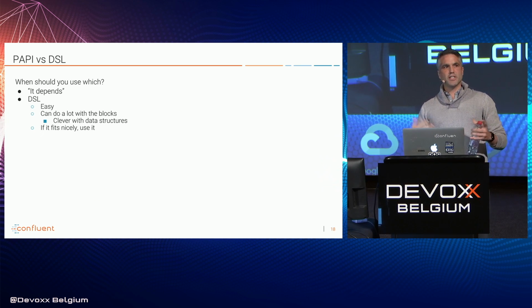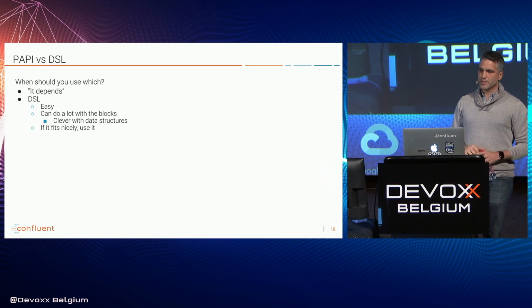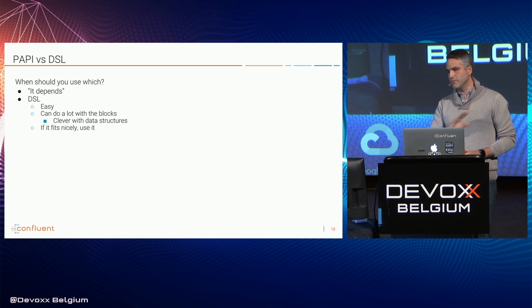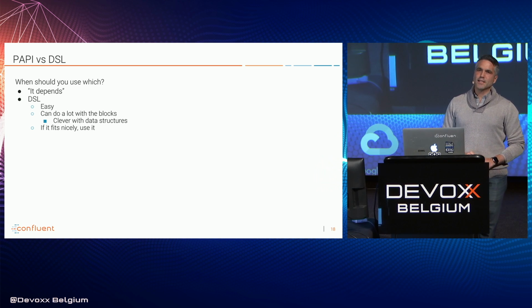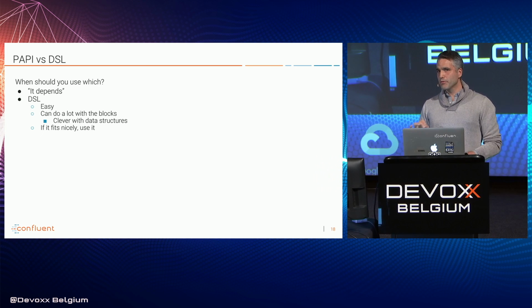So the question then is, when do you use one versus the other? The PAPI versus the DSL, or you can think of just the process and transform versus the DSL. And the question is, being a consultant, my favorite answer: it depends. The DSL is easy. You can do a lot with it, and you can do even more with it once you get comfortable with the functions and get clever with your data structures. If it fits nicely, use the DSL. It's definitely the easier way to go.